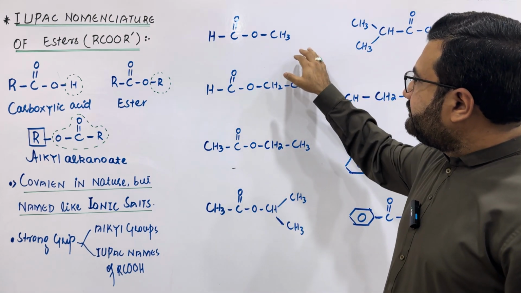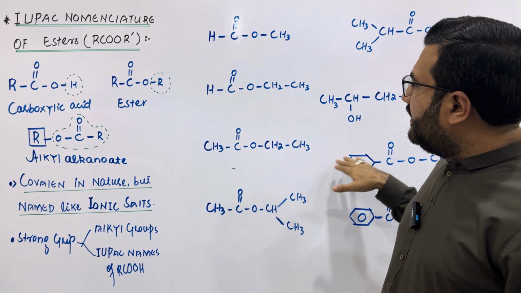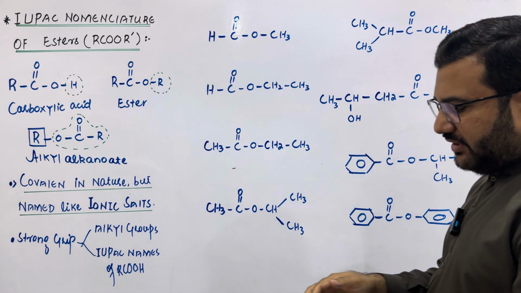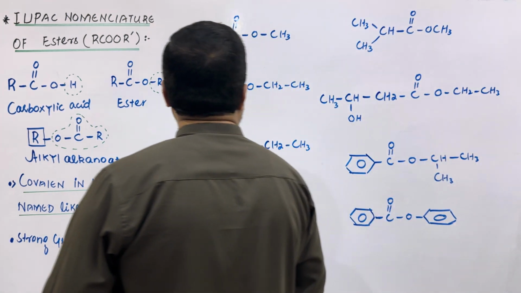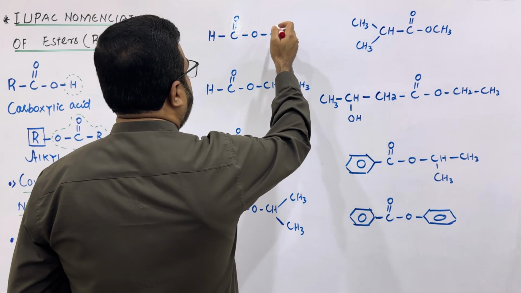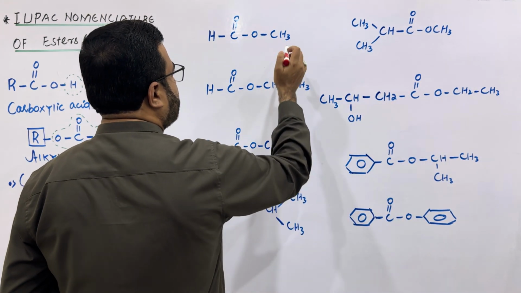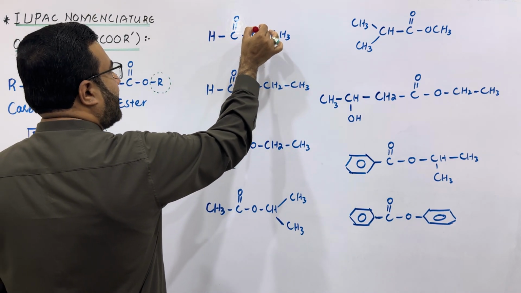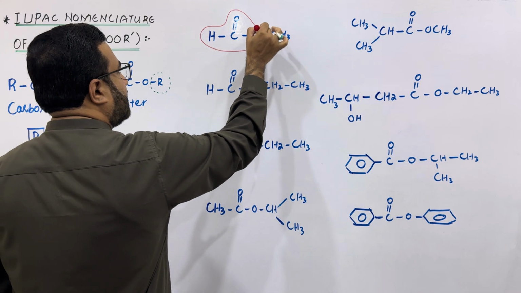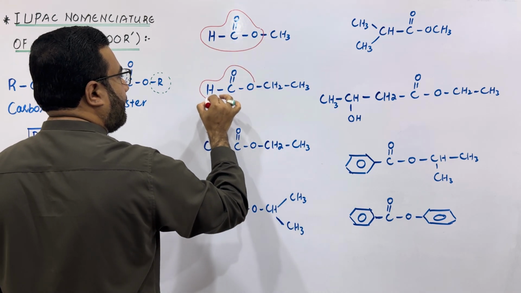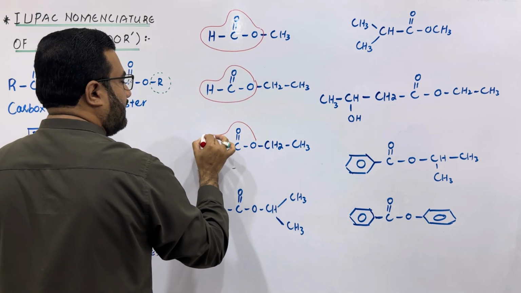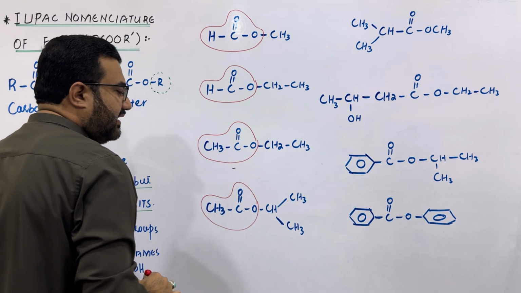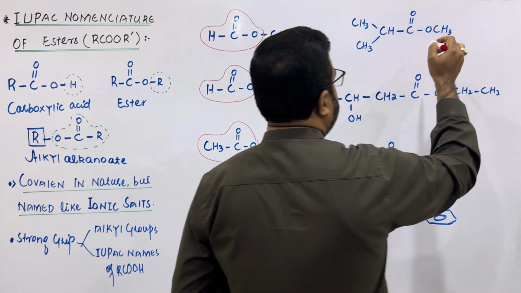Now let us discuss the names of some esters which are written in front of you. First of all, let us divide the molecule of all these esters into two portions. The portion having two oxygens will be the portion from carboxylic acid. So, in all esters, this portion which has two oxygen atoms is from the carboxylic acid.